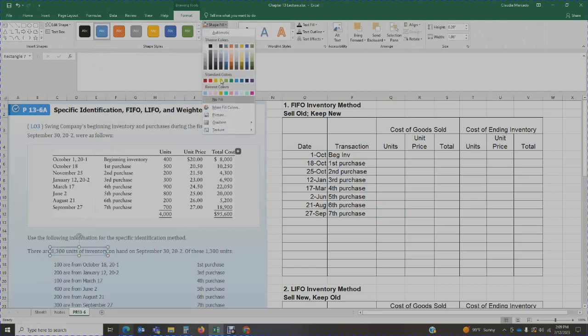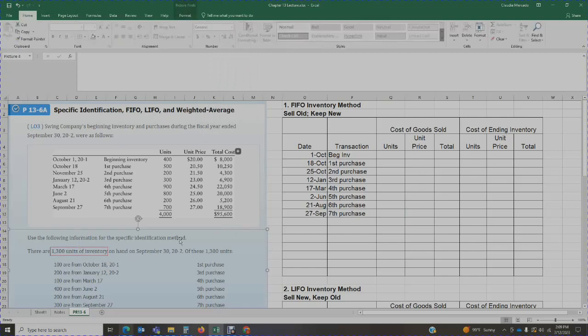So that means that we have 1,300 units that we have not sold. So that is going to be my ending inventory. Now it says that I'm keeping my new. Which ones are my newest units? The ones in the bottom. So I'm going to begin with my last purchase, my 7th purchase. I know I'm going to keep that purchase.